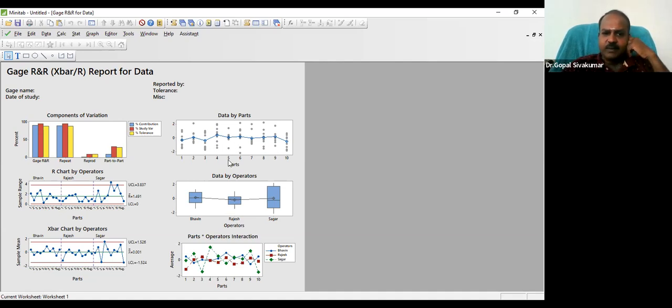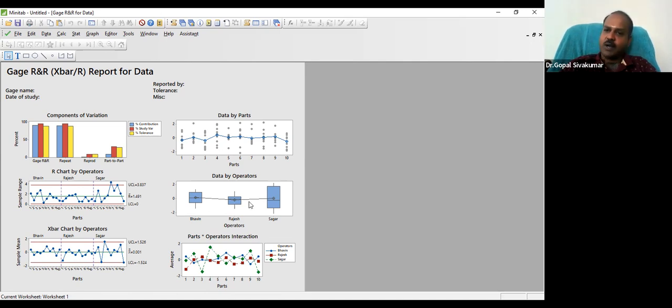But out of the 10, in my opinion, part number 5 is handled a little better. Am I right? 7 readings are close to each other except the 2 readings. So I want everything to appear like this. So you get an idea of which particular product is pulling down the reproducibility. Product-wise root cause we are finding out. Here, operator-wise root cause we are finding out. Here, whether the measurement system is discriminating good and bad correctly or not.